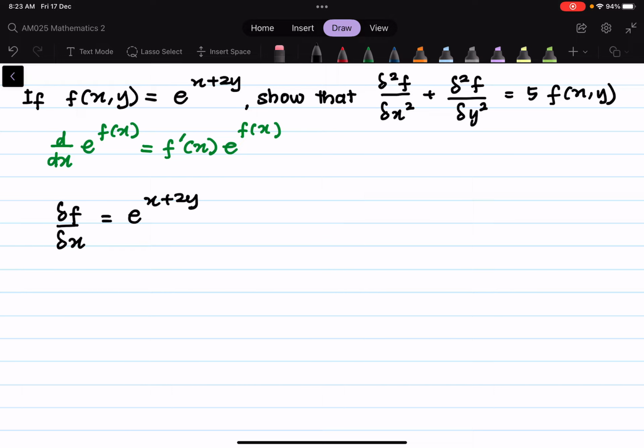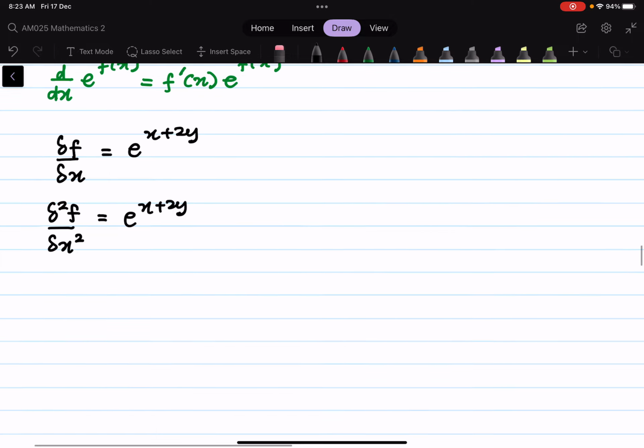To differentiate once again with respect to x, this is the second order partial derivative with respect to x, or ∂²f/∂x². Differentiating once again with respect to x is also e to the power x plus 2y. Easy, right?